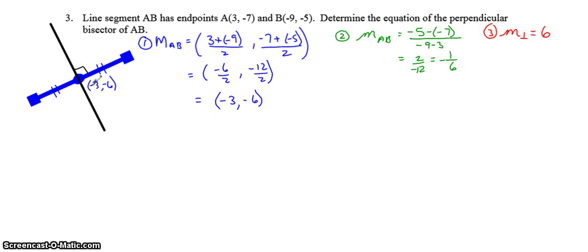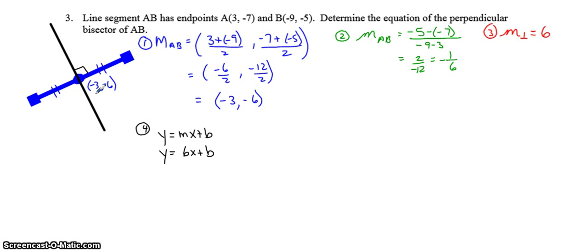So now to find the equation of that line, we have the slope and we have a point that it passes through. So now we use, for our fourth step, the equation of a line. Y equals mx plus b. So we've got the slope. We know the slope is 6. What we don't know is the y-intercept.